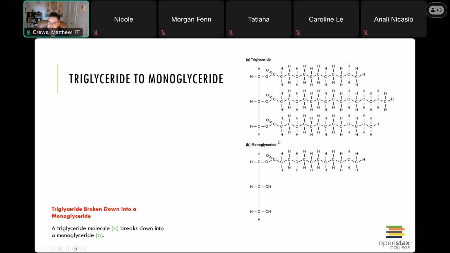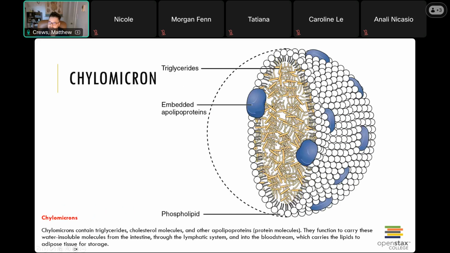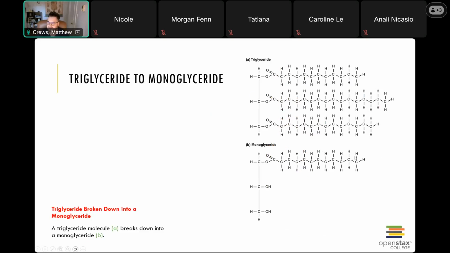They can also exist as monoglycerides. Eventually you'll pull two fatty acid chains off and end up with a monoglyceride, a glycerol with one fatty acid. Pretty simple, pretty straightforward. Those are your building blocks. It's analogous to glucose being the basic building block of sugars. Triglycerides and monoglycerides are the building blocks of fats.